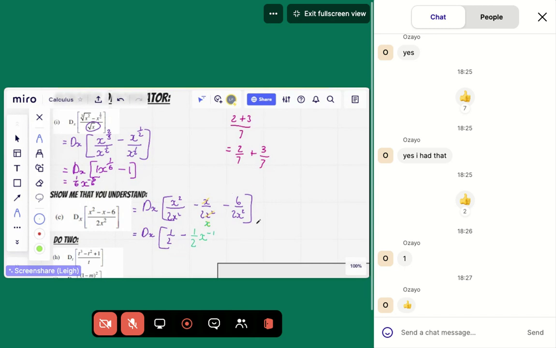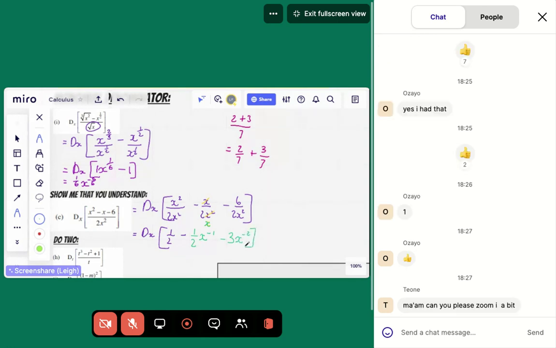Okay, and then we're going to have to do exactly the same thing with the last term as well. So what we would do here is we would say -6 divided by 2 is -3. There's our number. We're not allowed to leave x squared in the denominator, so when we bring it up to the numerator, we have to change the sign of the exponent.